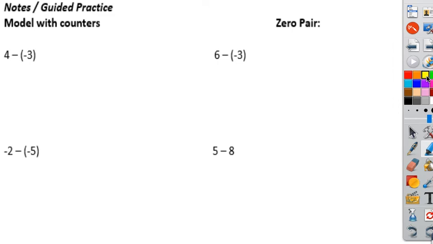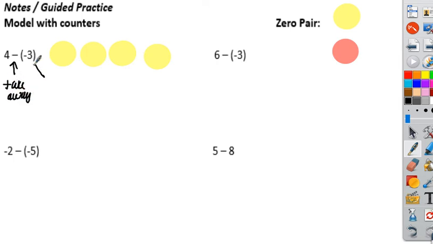So for this, I want to review. A 0 pair is 1 yellow and 1 red. And in order to start this problem, you're going to look at your first number to represent your first set of chips. So if you guys notice, I have a positive 4. So I'm going to show you my 4 yellow chips. Now with subtraction, this is where I'm going to slow down and really focus. I want you to tell me or think to yourself, can I take away 3 reds?